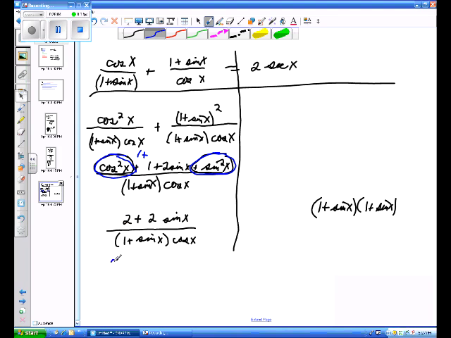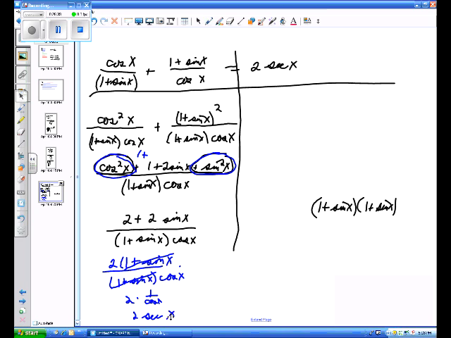So I could factor out the 2 and have 1 plus sine over 1 plus sine times cosine. And so now my 1 plus sines cancel, and I have 2 over cosine, or 2 times 1 over cosine, which would give me 2 secant x.